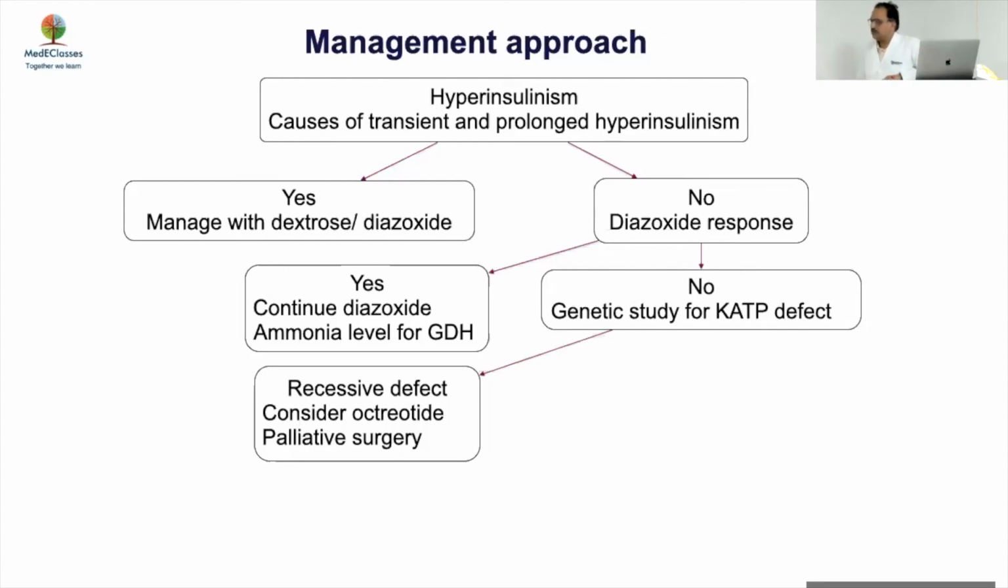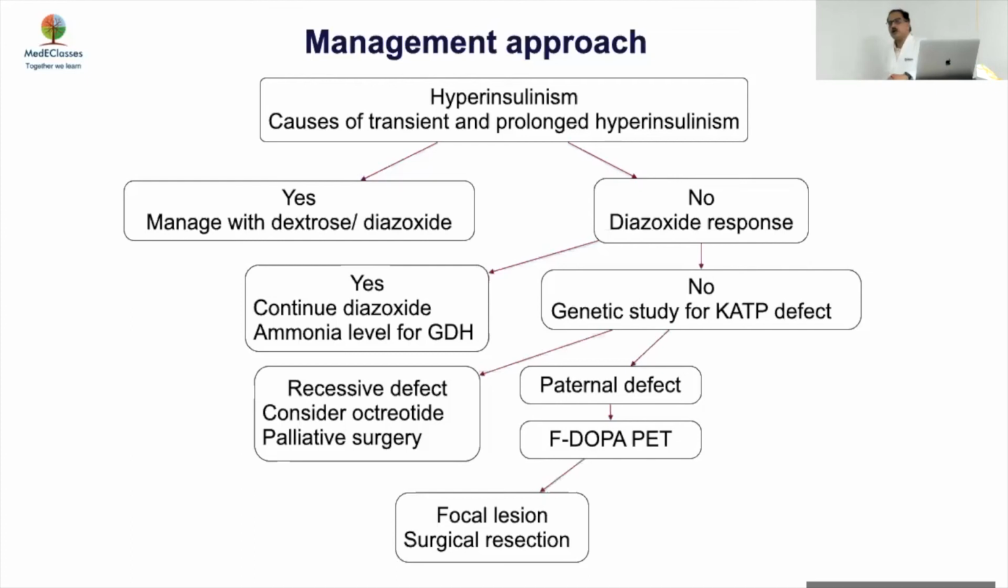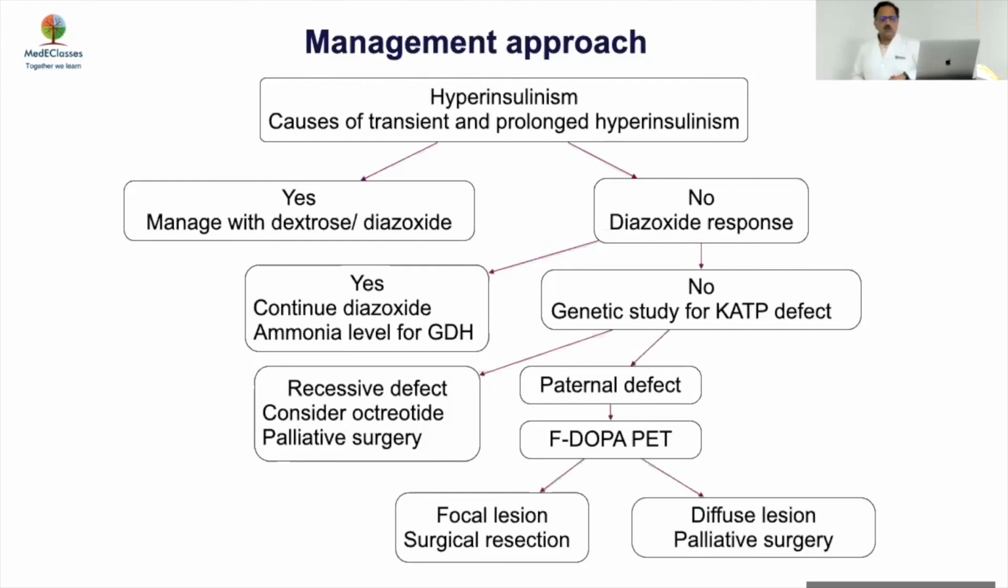If you see a recessive defect, so both alleles are affected, this child is never going to respond to diazoxide, and needs a long-acting octreotide or a surgery. And this has to be a palliative surgery. You can't correct it completely. If, however, the defect is there in the father, which means there is an imprinting problem, this would then suggest a focal form, so do a fluorodopa PET. If you see a focal lesion, do a surgical resection. If you see a diffuse injury, diffuse region, it's again the same, palliative surgery.